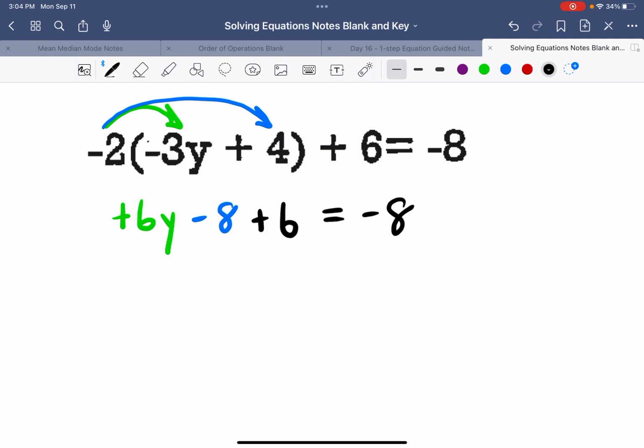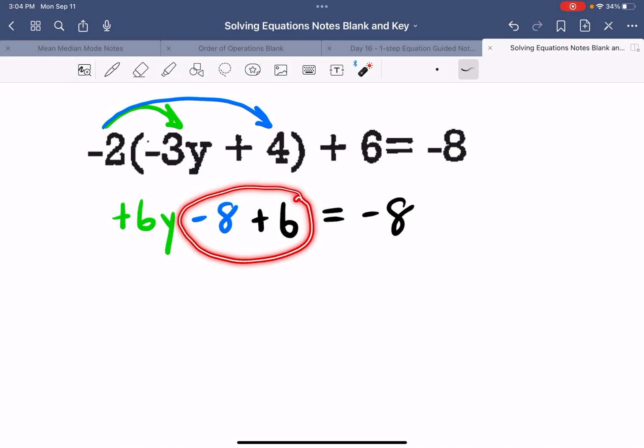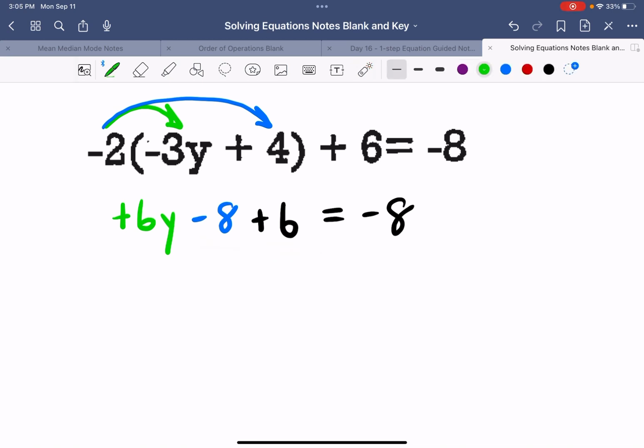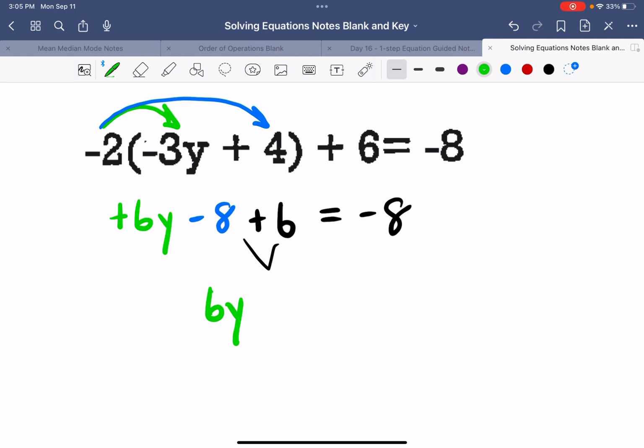All right, now we can still combine like terms. So if you see it, you should be seeing these two are the same. Neither of them have a y. I can't combine this with either of these. Nope, nope. This is by itself, and these are by itself. Okay, so now I'm going to just combine these two here, and I'm going to get 6y, and then negative 8 plus 6 is negative 2. I'm going to bring this down, negative 2 equals, and then I'm just going to keep writing my equation out.